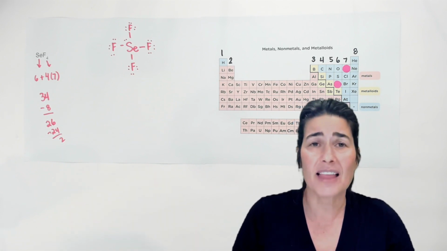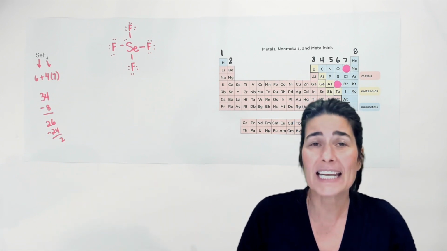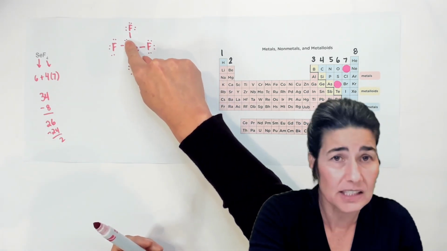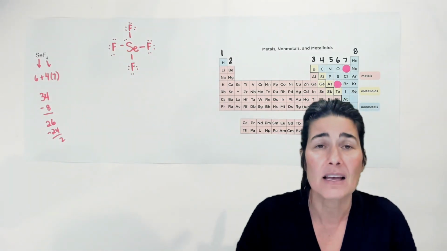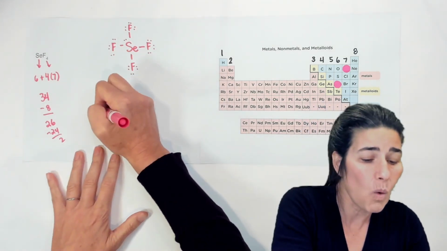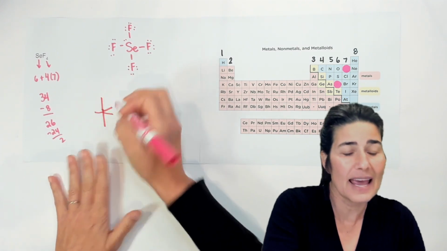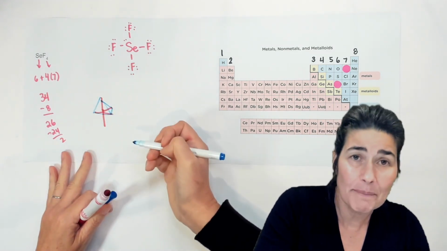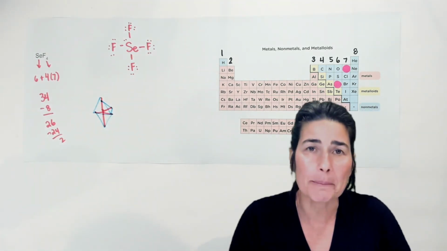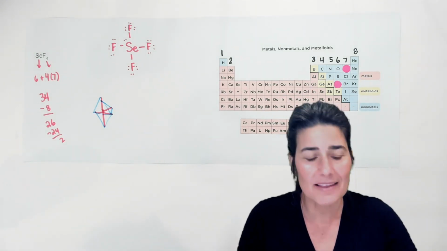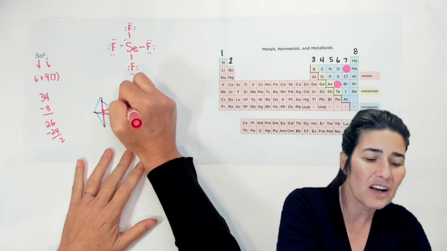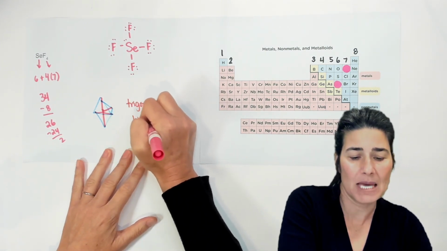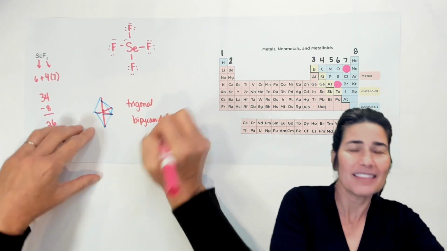Now, as for the electron domain geometry, we need to count our domains. We have 1, 2, the lone pair is a domain, that's 3, 4, 5 domains. 5 domains is 1 up, 1 down, 3 in a ring around the middle. That is a pyramid on top, a pyramid on the bottom, bipyramidal, with a triangle base. So we call this geometry trigonal bipyramidal. Okay, there's example 2.